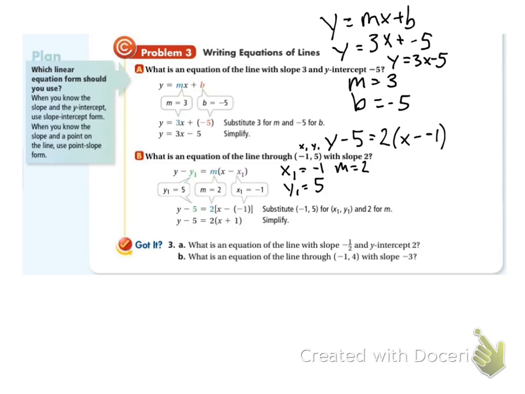Again, to make it look nice, I'm not going to leave it as minus a negative. I'm going to switch and make that into a plus sign. So y minus 5 equals 2 times x plus 1.